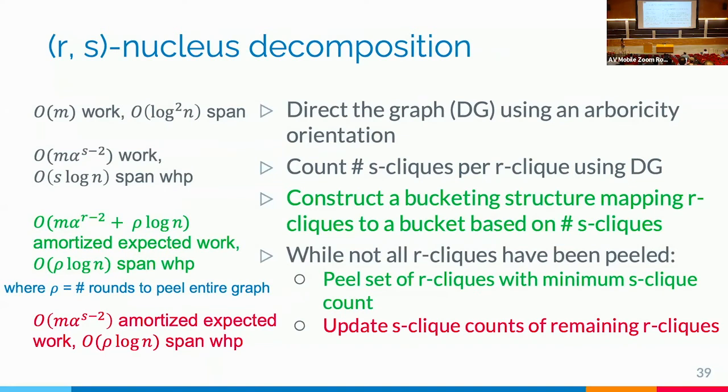So this gives us our total work bounds. We have m alpha to the s minus 2 amortized expected work from the Fibonacci heap for this last step with rho log n span with high probability. And if you sum this all up, our total bounds are m alpha to the s minus 2 plus rho log n amortized expected work and rho log n plus log squared n span with high probability. So are there any questions about the nucleus decomposition bounds or theoretical guarantees?